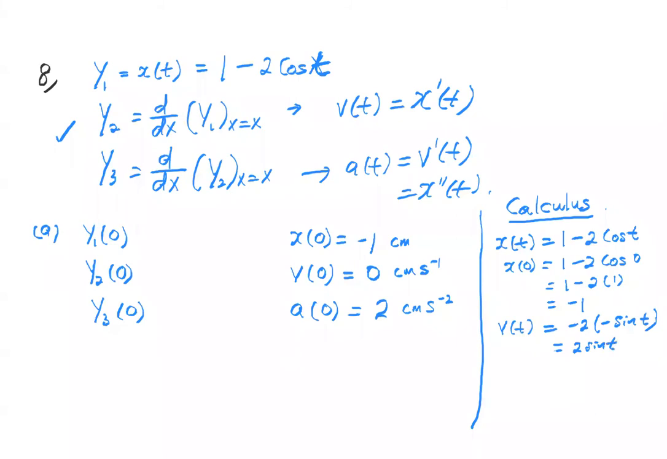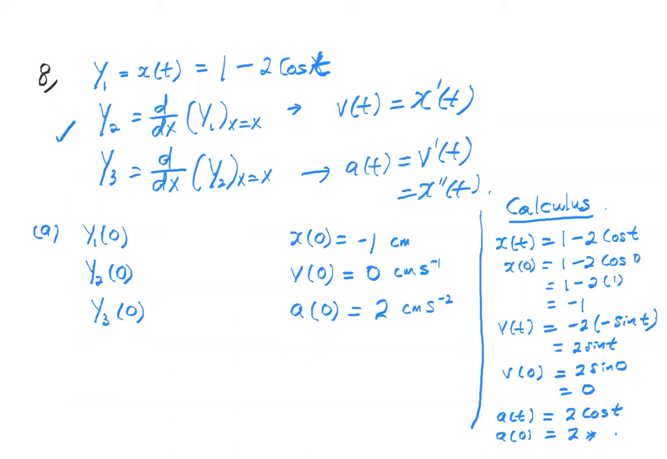So v(0) will be equal to 2 times sin 0, which is 0. Right? Okay, then your a(t) will be equal to 2. You differentiate sin, you get cos. Right? So therefore, a(0) will be equal to 2. So if the question said by calculus, then you have to differentiate and substitute in. Are you clear? If the question didn't say, then you don't have to. Got it?